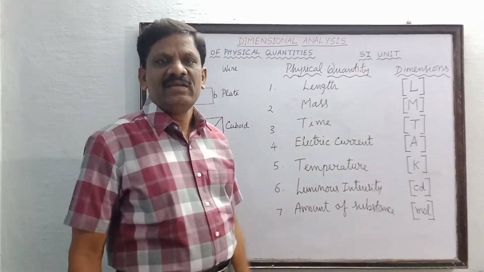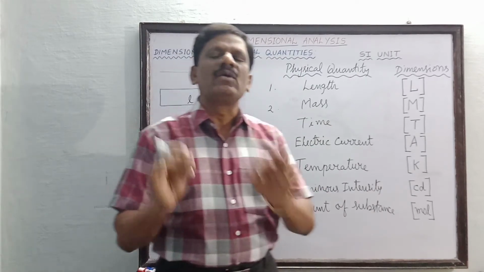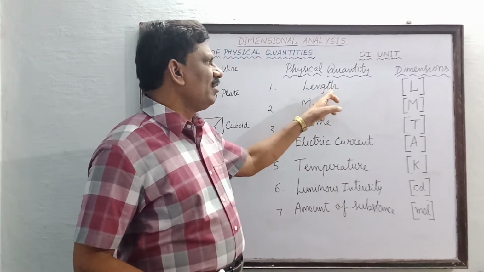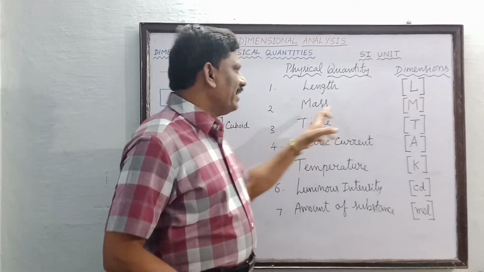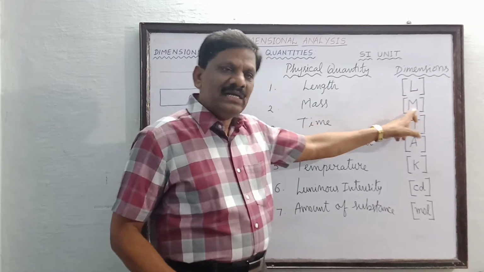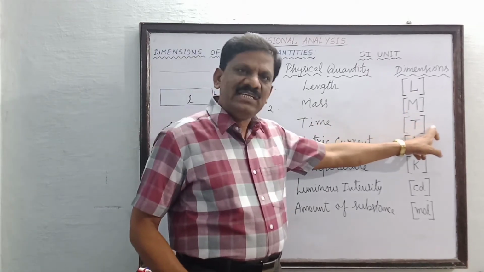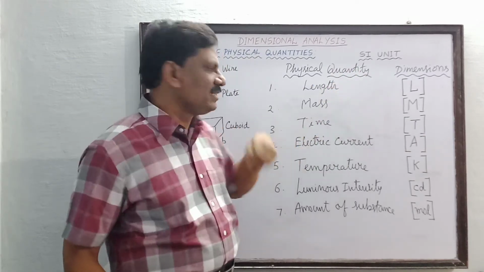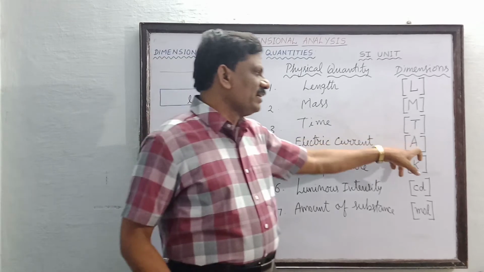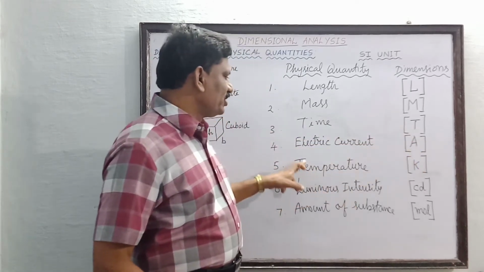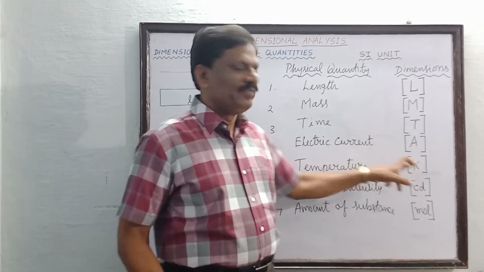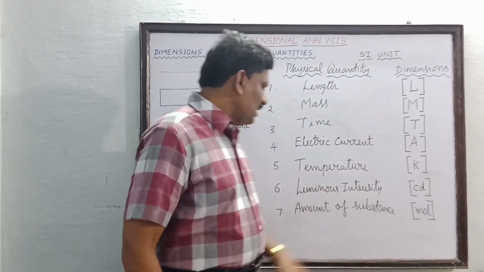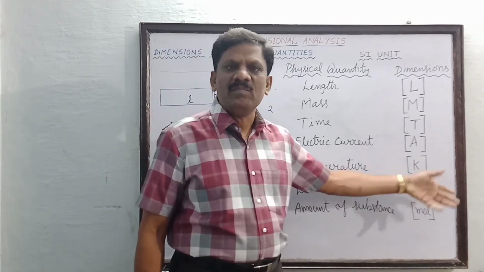So this is the way we first learn that each physical quantity has some dimensions. The dimension of length is capital L, of mass is capital M, and of time is capital T. These three are the dimensions of the mechanical quantities used in mechanics. The dimension of electric current is capital A, of temperature is capital K, of luminous intensity is small c d, and of amount of substance is MOL, mole.